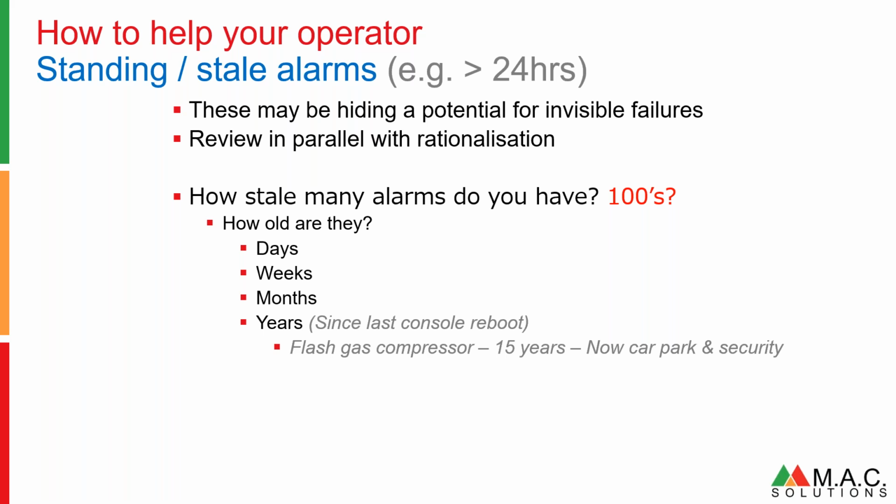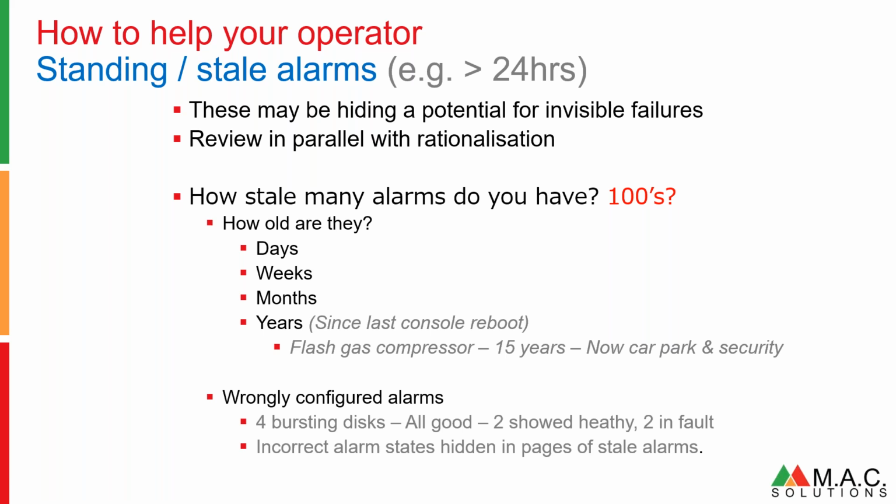Every time we reboot the console, we get pages of alarms clogging up our display. It's actually the car park where you parked your car. There's nothing there now. How does this happen? Projects get done, the flash gas compressor is removed, but the control system doesn't change. The operators have to deal with stuff that hasn't been there for 15 years. Wrongly configured alarms. Think about these kinds of things.